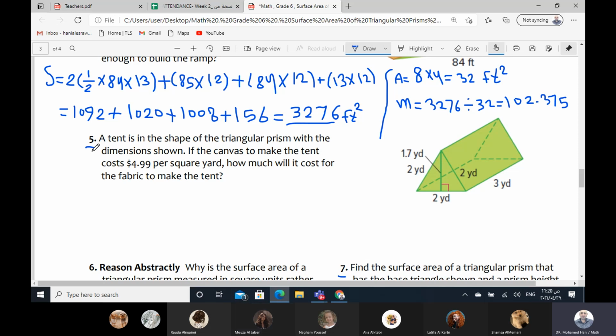Mister, can I read it? Yes, Moza. A tent in the shape of a triangular prism with the dimensions shown. If it costs 4.99 per square yard, how much will it cost for the fabric to make the tent? Thank you, Moza. So at first, we want to find the surface area.